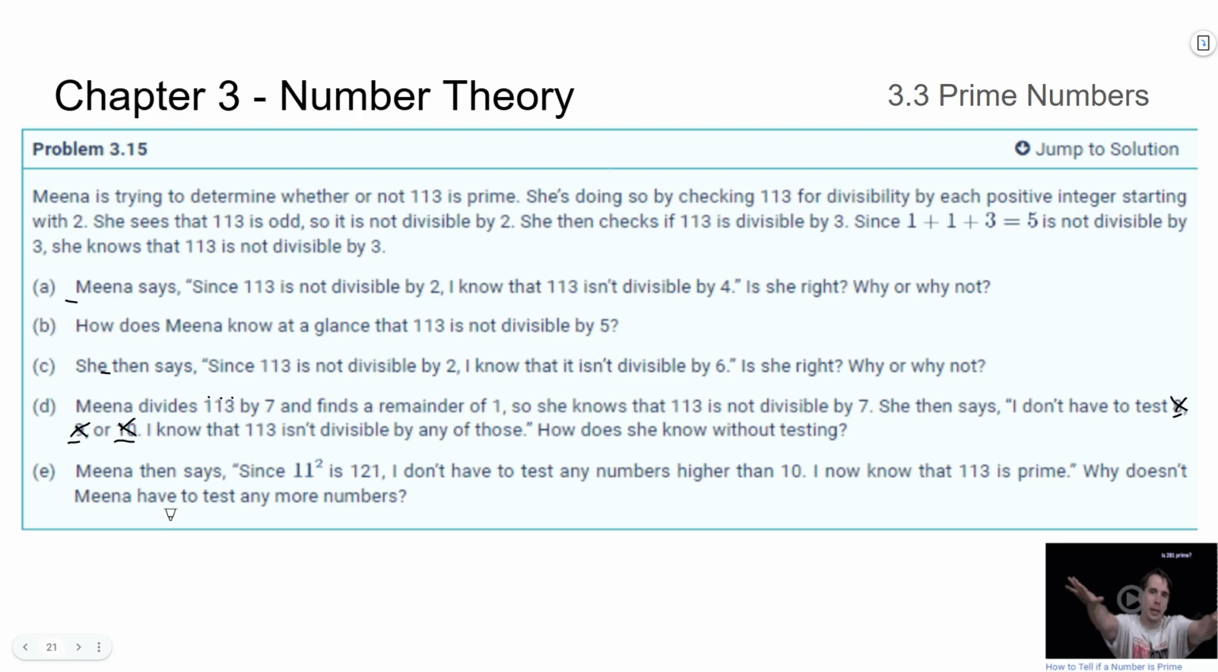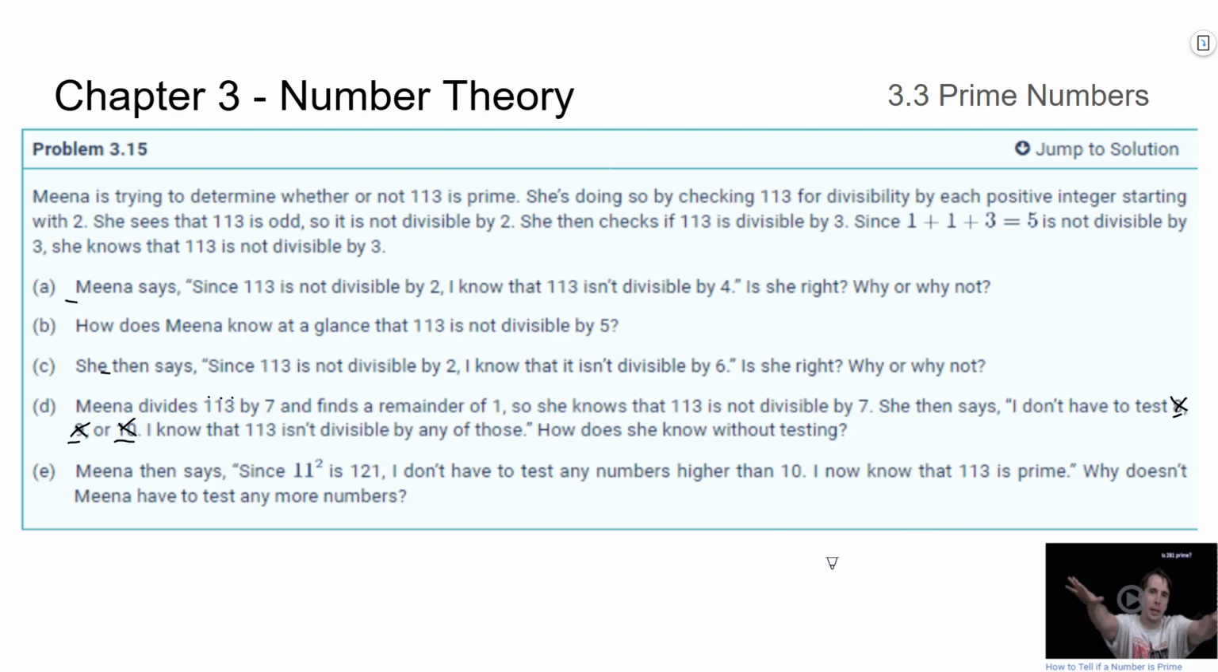Okay, this last one though, Mina says that since 11 squared is 121, I don't have to test any numbers higher than 10. I now know that 113 is prime. So why doesn't Mina have to test any more numbers? Go ahead and take a second to see if you can think about this. Why is it 11 squared that is the final thing that she needs to check, and she doesn't even need to check 11 or anything higher than that? So the answer is that she knows 11 squared is 121, and 121 is greater than 113.